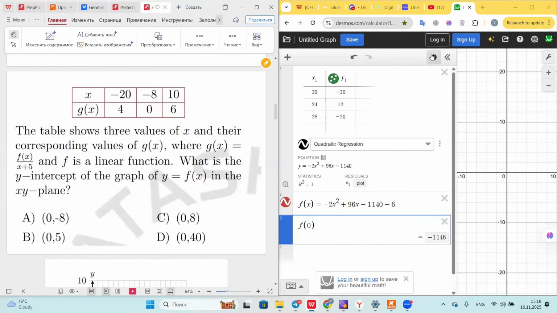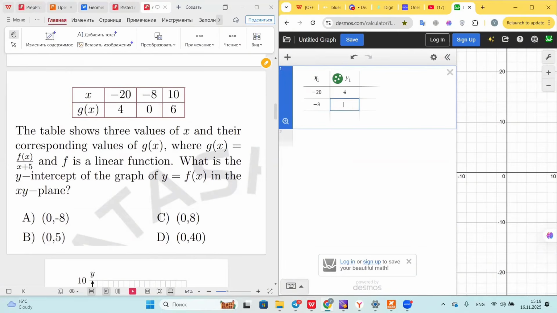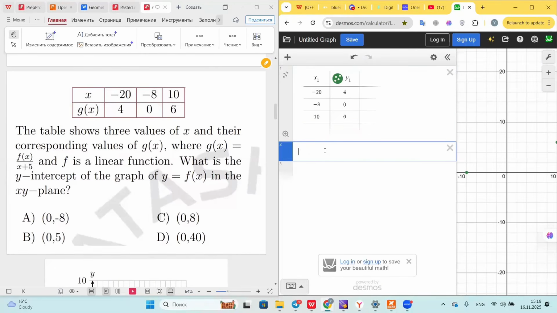Look, guys, when you are given such kind of table, an open table, by the way, opening a table can be established by writing table here. And here -20, and it is 4. Next one, -8, it's equal to 0. Another one, 10, it's equal to 6. Let's go, guys. And you know that y1 is the g function, connected with this, where f is a linear function.